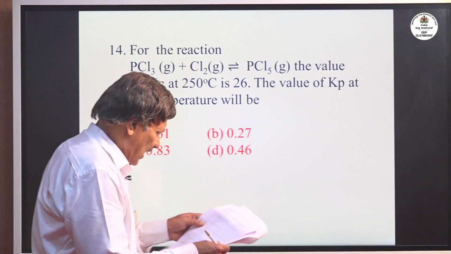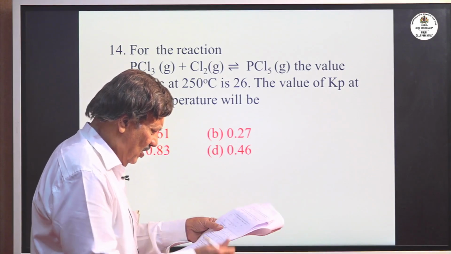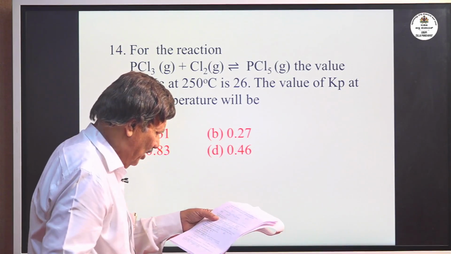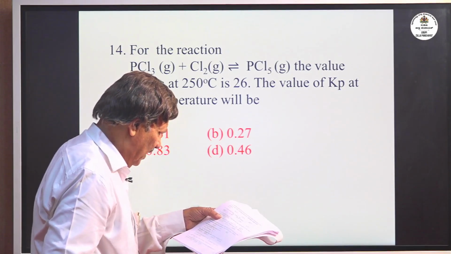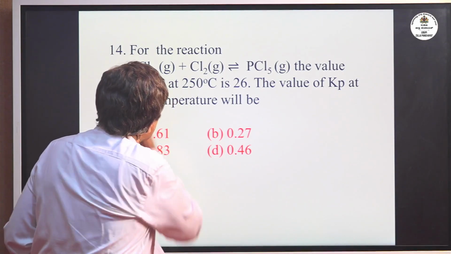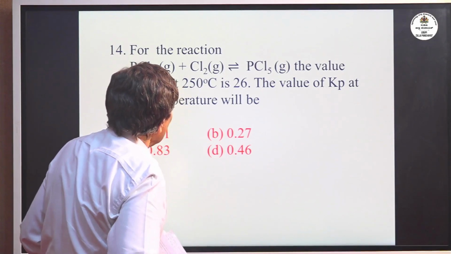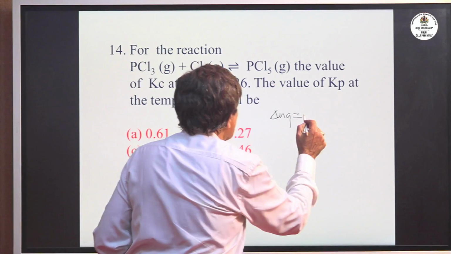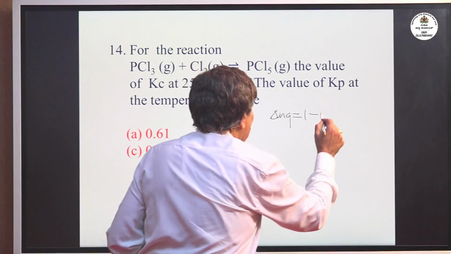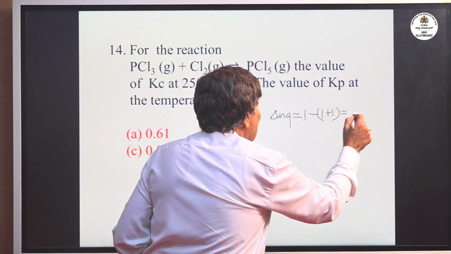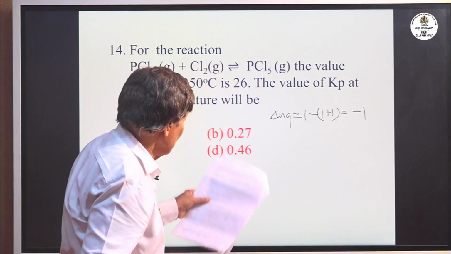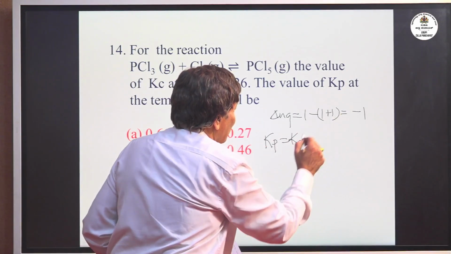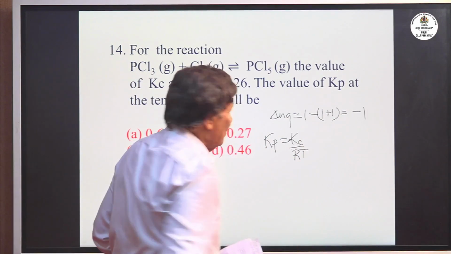Next, of course, it is almost the same type. The 13th one we completed. 14th one, the value of Kp. Here, PCl3 plus Cl2 gives PCl5. Again, delta Ng will be how much here? Delta Ng, number of moles of gaseous product 1 minus number of moles of gaseous reactant 1 plus 1, that is minus 1. So here Kp is equal to Kc into RT to the power minus 1, that is Kp is equal to Kc by RT.